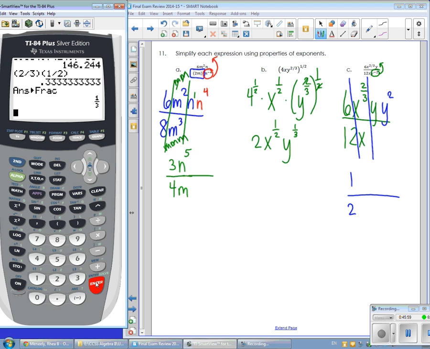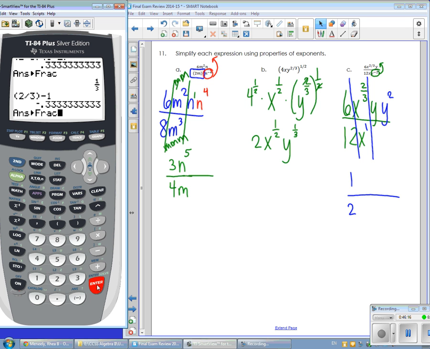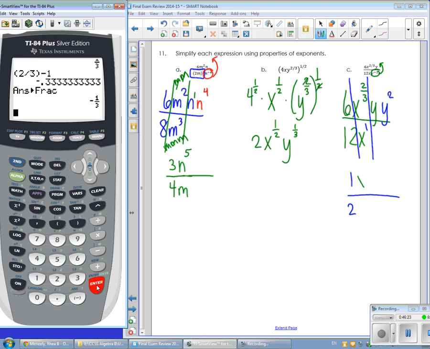I've got x to the 2/3 over x, and remember that's the same as saying x to the first power. And when we're dividing, we subtract our exponents. So it's going to be 2/3 minus 1. Again, if you're not comfortable with these operations, then do it on your calculator. 2/3 minus 1. We're going to get a decimal, so we can change it back to a fraction. And notice that we have -1/3. So if I put this on my paper, I want to make sure that I put that on the top.